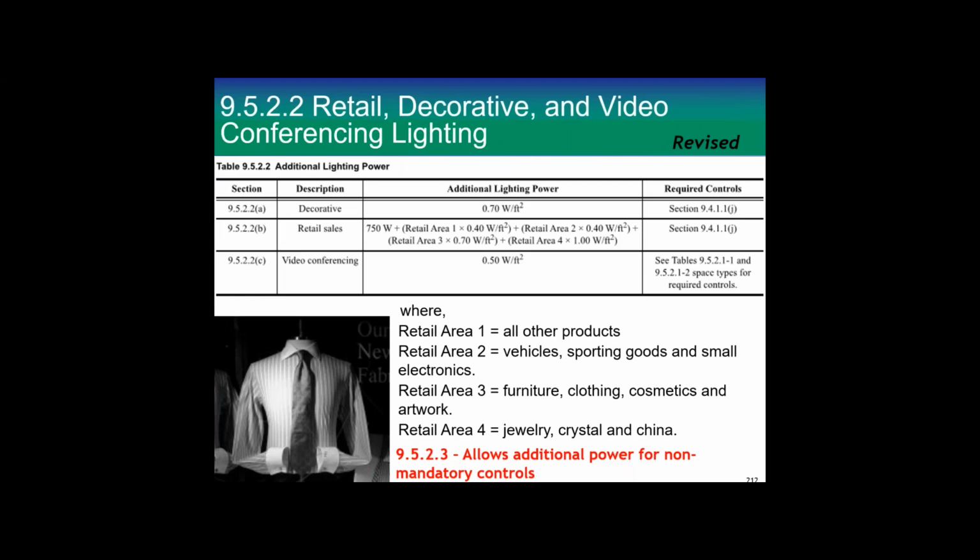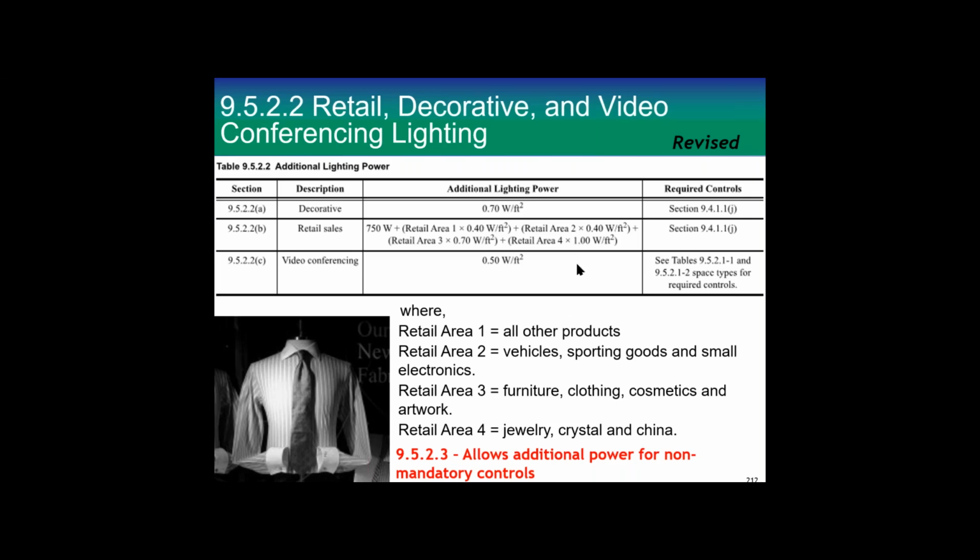Now, some of the other exceptions besides the one we just talked about, this is the decorative lighting we just talked about. Retail sales lighting. So retail sales have 750 watts extra. This is to spotlight the products you're selling. And then for the area itself, retail area 1 is times 0.4 watts. And that is all other products.